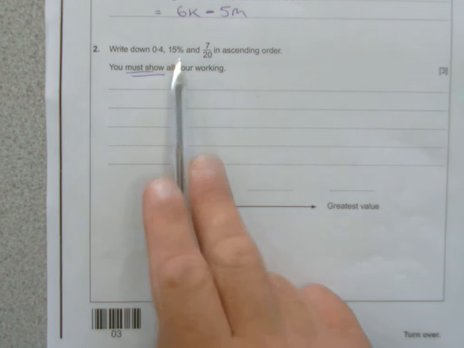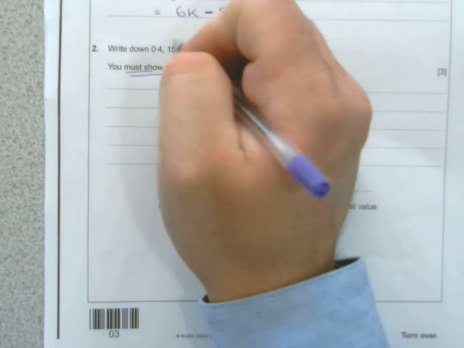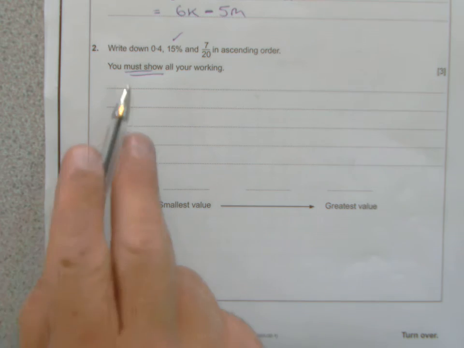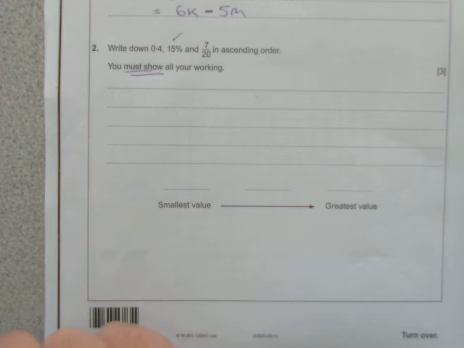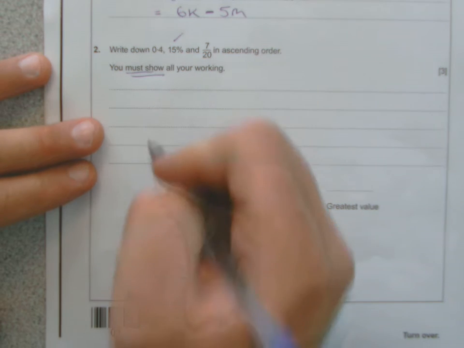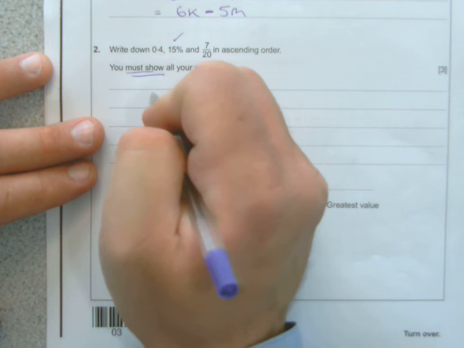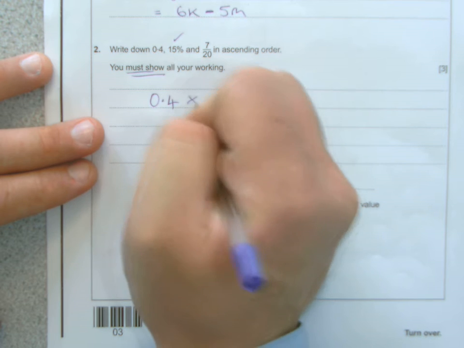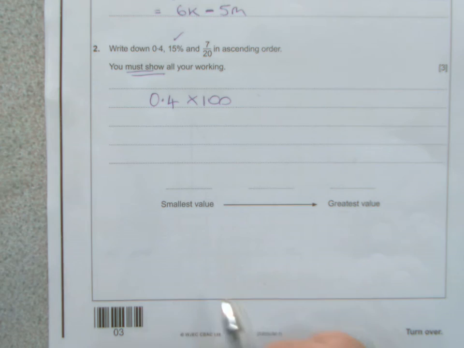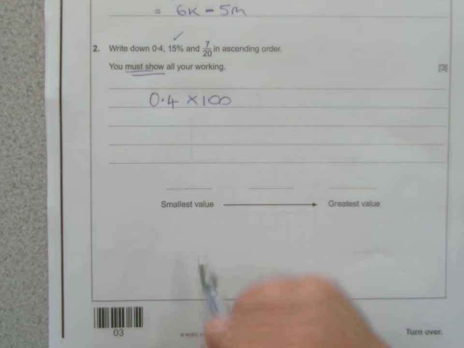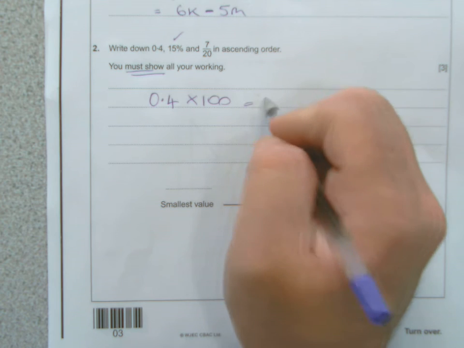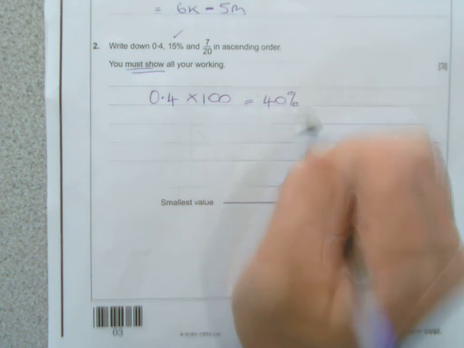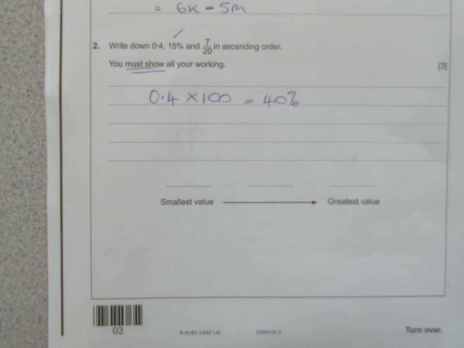So your 15%, we're already done, right? That's already a percentage, so we're happy with that. The 0.4, of course, needs to be changed, right? So to change a decimal to a percentage, you need to times by 100, okay? 0.4 times 100, and that will be 40%. All right, so we should recognize 0.4 as 40% anyway.